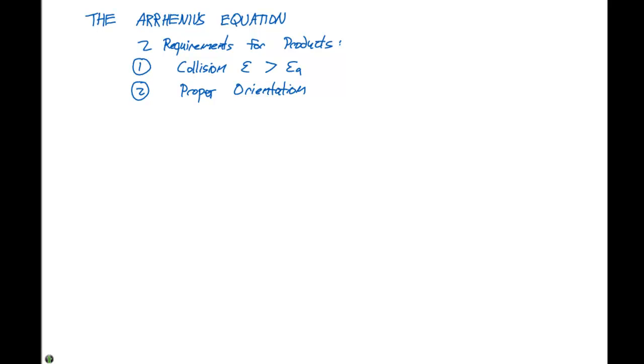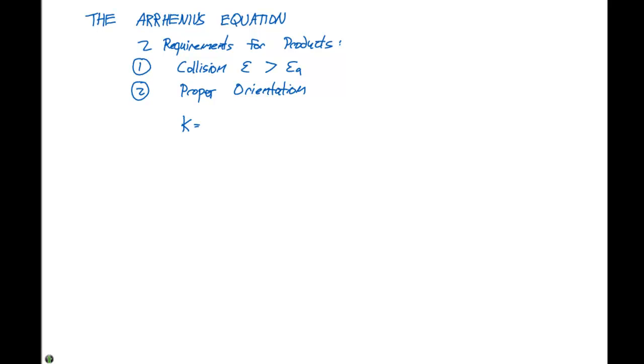In this video we're going to talk about the Arrhenius equation. From the previous two videos, we know that there are two requirements for products. Number one, the collision energy must be greater than the energy of activation. And the second thing is we must have proper orientation. So Arrhenius proposed the following equation.